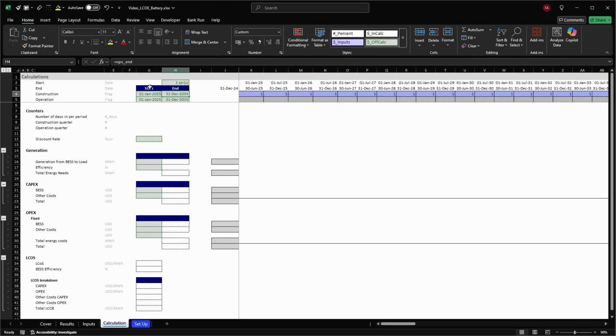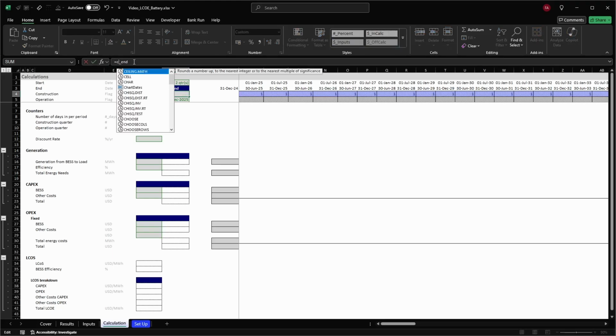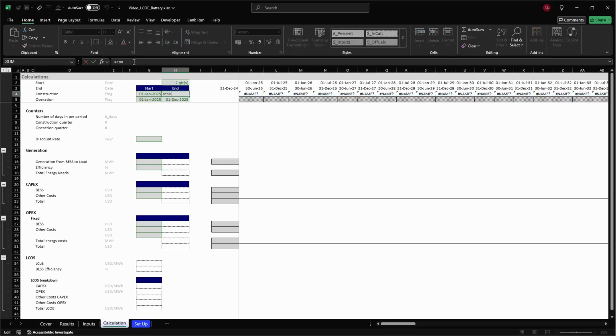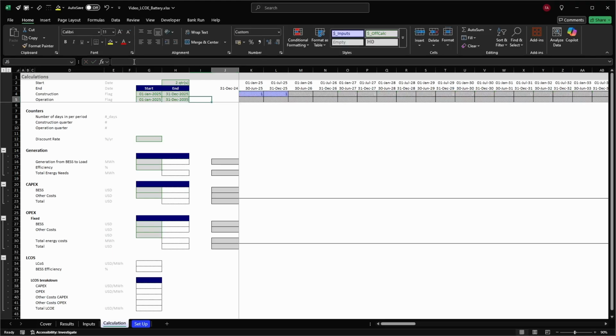Oh, this is not ops. Should be construction end here. Oh gosh, construction. And here should be equals to ops, and now it's correct.